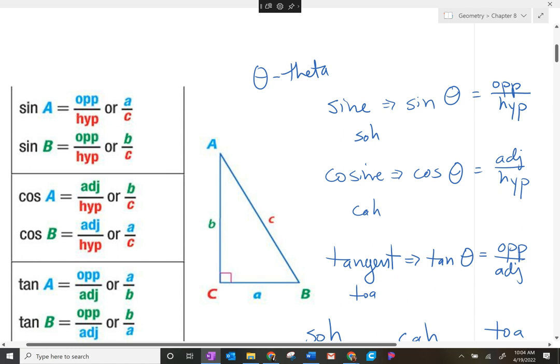So, understanding that, you shouldn't have to write it 6 different times. You can really just write it 3 different times. Sine is always going to be the opposite over the hypotenuse. Cosine is always going to be the adjacent over the hypotenuse.